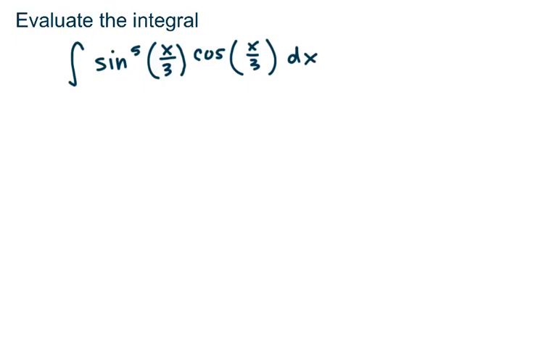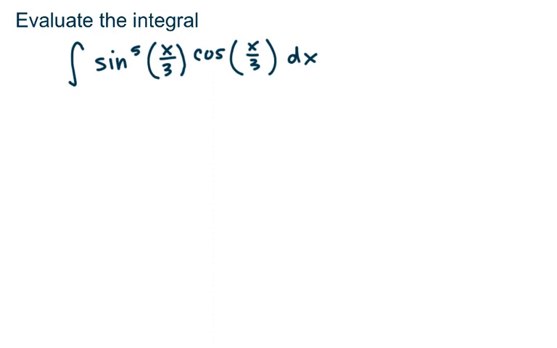Let's do two examples, integration using u-substitution, but that also involve some trig expressions. So we need to evaluate the integral of sine to the fifth of x over 3 times cosine of x over 3 dx. One thing that we know is the derivative of sine is cosine. So we see a derivative hiding inside the problem.